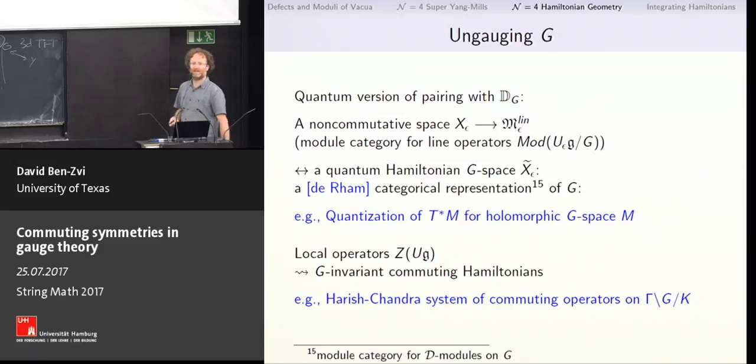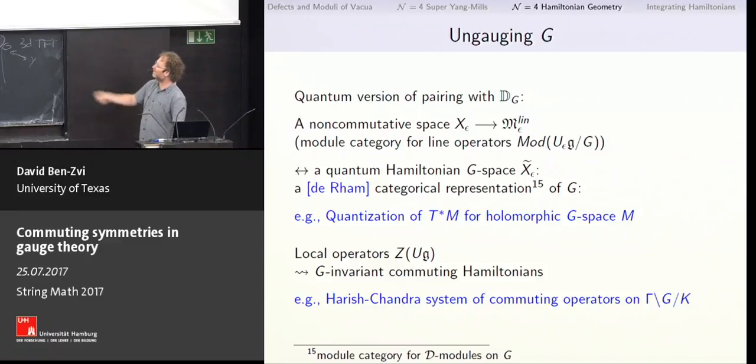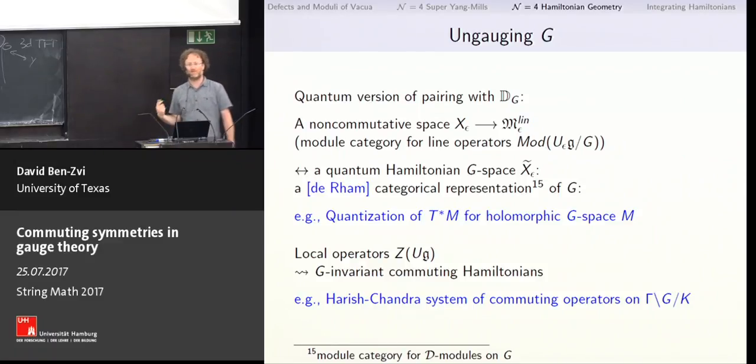But anyway, to make it a little less abstract, think of the cotangent bundle of M for any holomorphic G space and quantize it. So quantization of, for example, any cotangent bundle of a holomorphic G space, that's an example of a quantum Hamiltonian G space. And so this mechanism constructs commuting Hamiltonians. The center of the enveloping algebra produces commuting Hamiltonians.